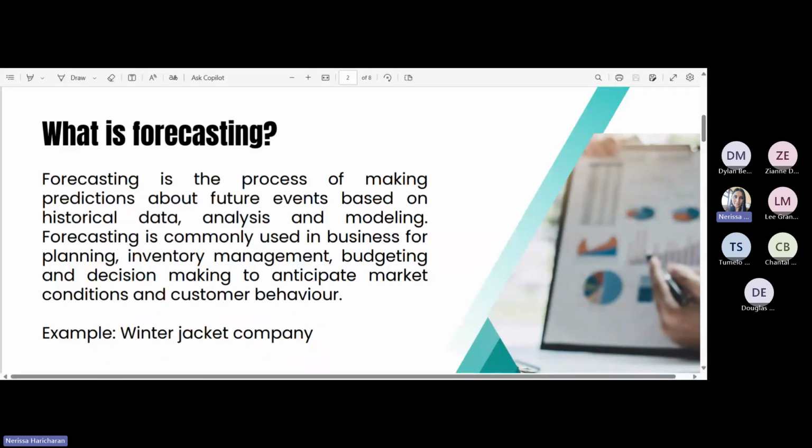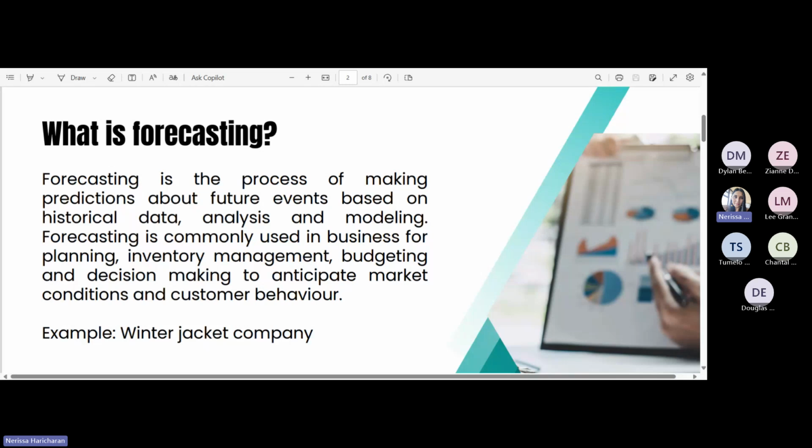So a lot of times forecasting is used, especially from a production perspective. So you can predict what your supply is going to be based on the demand of the previous year. You can also use it from an inventory management perspective so that you can understand how much stock you should be carrying on hand, how much buffering stock or safety stock you require as well.